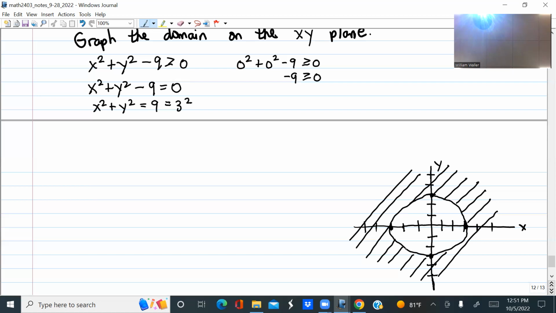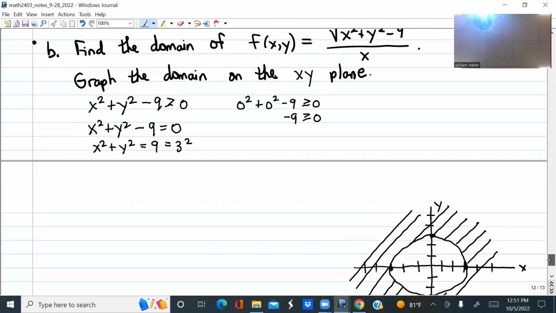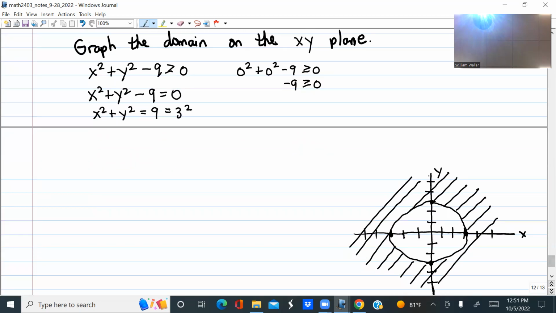Now, there's one other little exception here, though. That denominator x. You remember x cannot be 0 because you'd end up dividing by 0. Well, where is x = 0? Along the y-axis. So that means the y-axis is not in your domain. This portion of the y-axis above the circle, this portion below the circle, it looks like those should be in the domain, but they're really not, because you're dividing by x. So you have to indicate that in your picture.